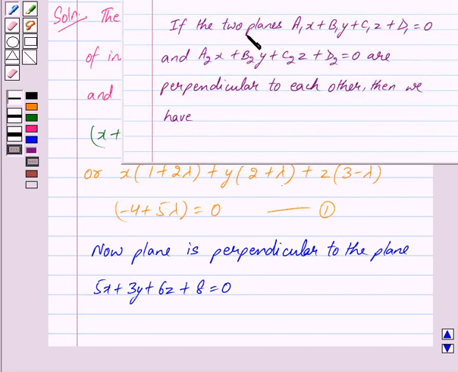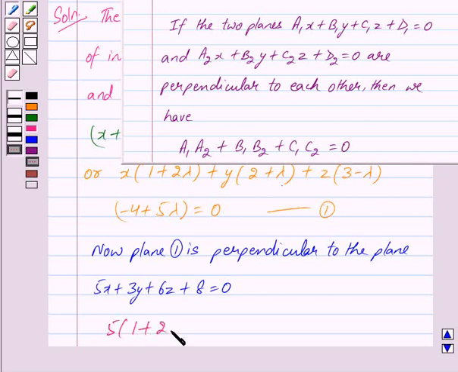Now we know that if the two planes a1x + b1y + c1z + d1 = 0 and a2x + b2y + c2z + d2 = 0 are perpendicular to each other, then we have a1 into a2 + b1 into b2 + c1 into c2 = 0. Now we have this plane 1 is perpendicular to this plane. So applying this formula we get 5 into (1 + 2 lambda) + 3 into (2 + lambda) + 6 into (3 - lambda) = 0.